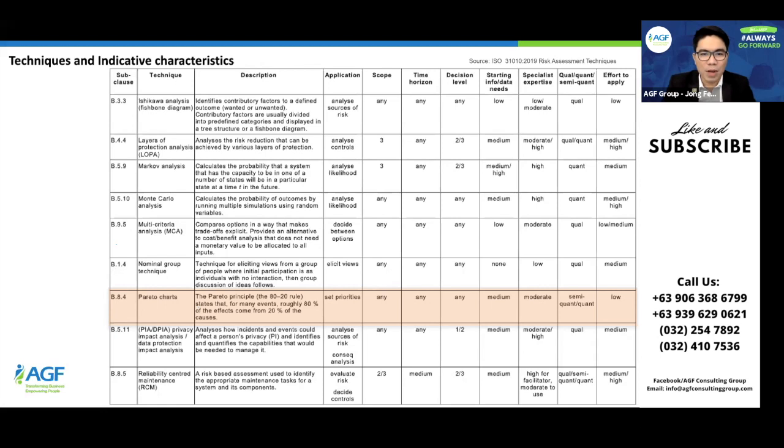Okay, moving on. So Pareto charts and Ishikawa diagram are very commonly used in your respective organizations. Only that, look at that. The starting info, the data there, it's medium, not low, for Pareto charts. So you cannot just easily use it right away like the Ishikawa diagram. You can just gather your team and draw the fishbone diagram. But for the Pareto analysis, the information you need there might be quite significant. Not that high, but again, medium.